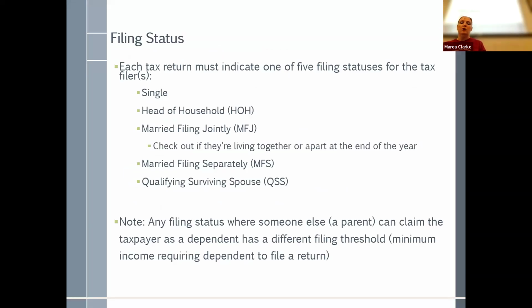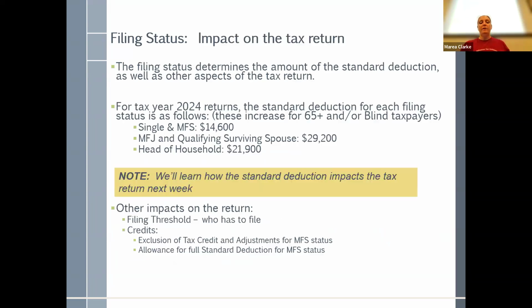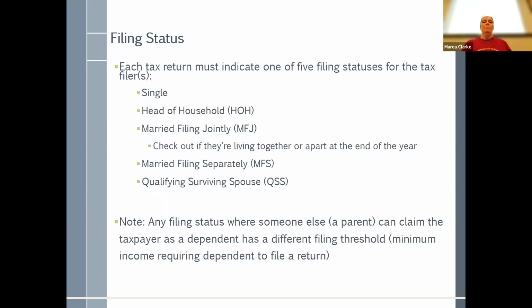All right, let's talk about filing status. Every tax return, every individual that's filing must indicate a filing status on their tax return. There are basically 5 options here. They can be single, head of household, they can be married filing jointly. We need to talk about if they're living together or apart. Married filing separately or qualifying surviving spouse.